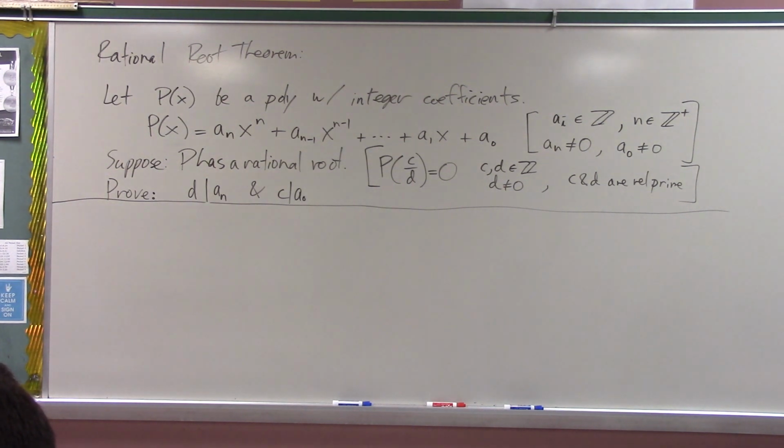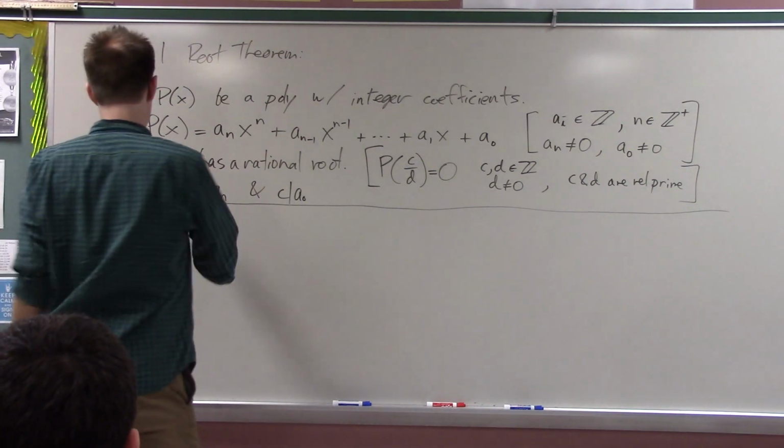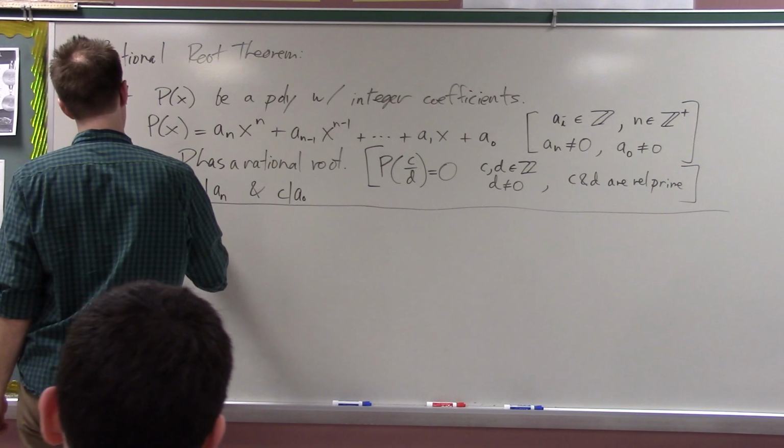X minus C over D. Just divide. Plug it in, man. He's just like, dude, plug it in. Of course that's what we're going to do. Yeah. Plug in C over D.